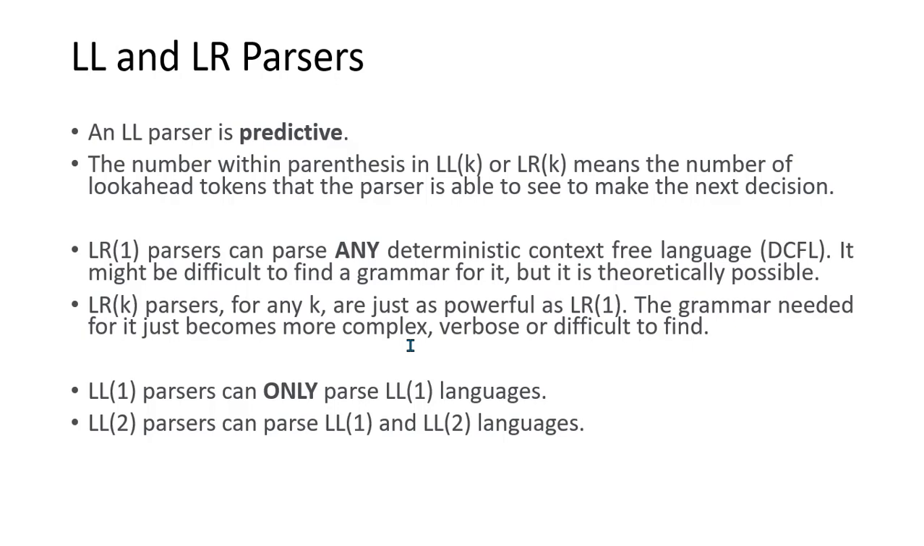An LR1 parser can parse any deterministic context-free grammar. It might be difficult to find a grammar for it, but it is theoretically possible. LL parsers for any k are just as powerful as LR. The grammar needed for it just becomes more complex, verbose, or difficult to find. An LL1 parser can only parse LL1 languages, but an LL2 parser can parse LL1 and LL2 languages.